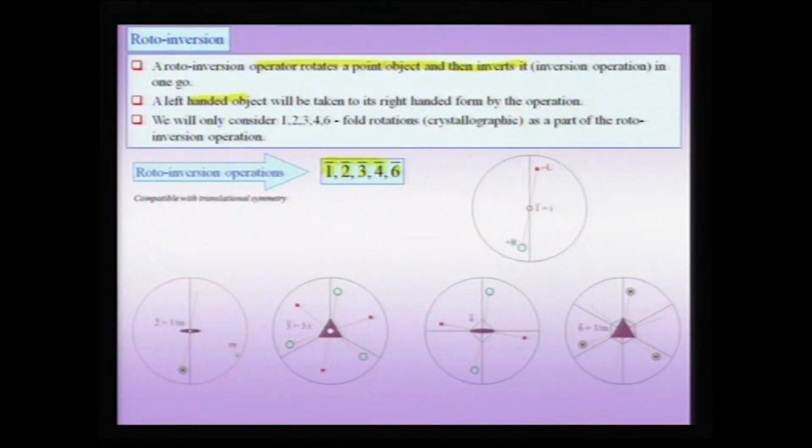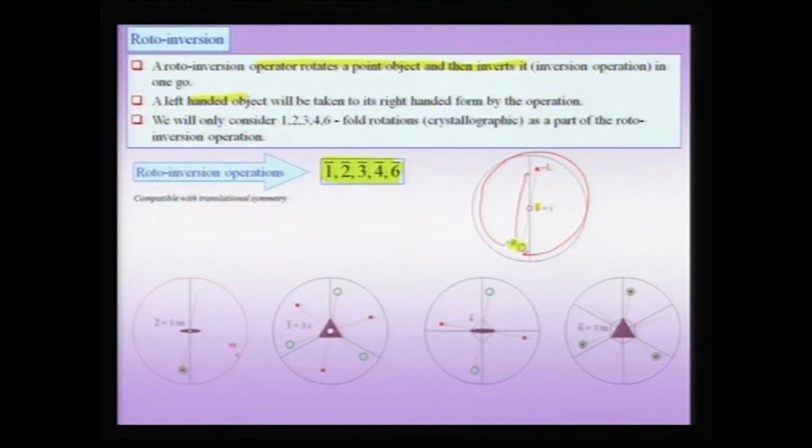So, therefore, the roto inversion operations I need to consider are the ones which are highlighted here, which are the 1 bar, the 2 bar, 3 bar, 4 bar and the 6 bar, and let us see how these operators act when you start with the general point. So, suppose I start with the right hand object above the plane, then the 1 bar operation implies that I rotate by 360 degrees. That means the rotation is 360 degrees. I come back here, but I do not stop there, I do not leave a point there, I invert immediately, and when I do the inversion, I land up with a left-handed object below the plane of the slide.